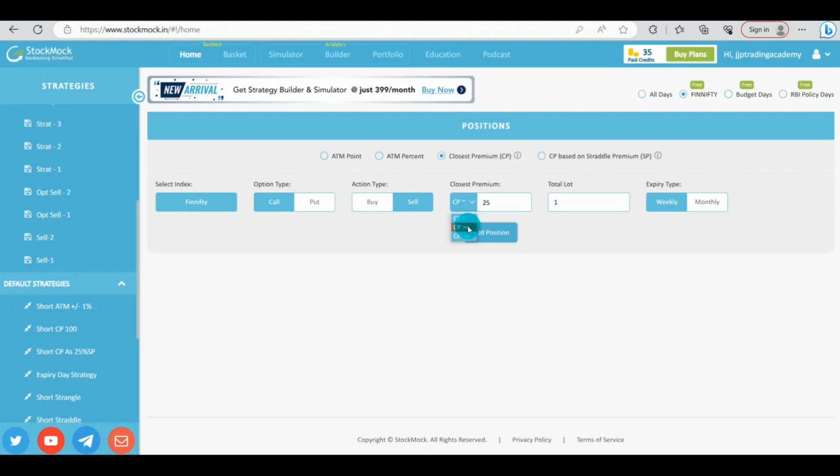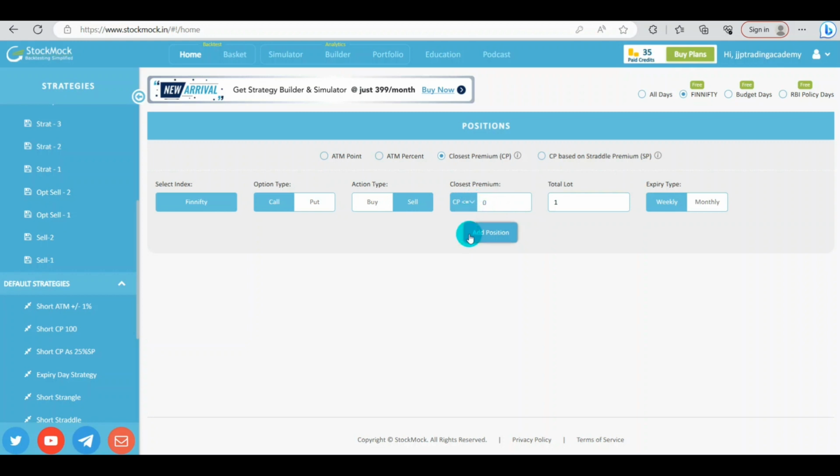For example, if I am giving that the closest premium should be less than or equal to 25, then the premium of the strike price, the current market price it's running at, will be checked whether it is equal to 25 or nearer to but less than 25. It should not be greater, it should be less. So it will be checking whether the closest premium is there or not. This condition will be somewhat more helpful for traders.